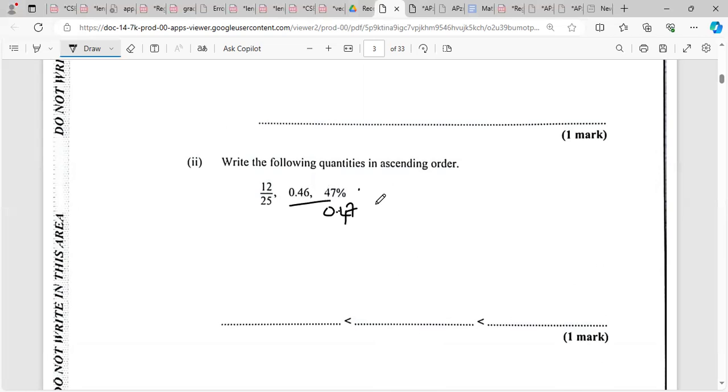12 divided by 25, 0.48. Alright, so because this is 0.48, it means that 0.46 is at the front, then 47%, and the 12 over 25 is coming last. Correct maths. Alright, let's go, and that gives you 1 mark.